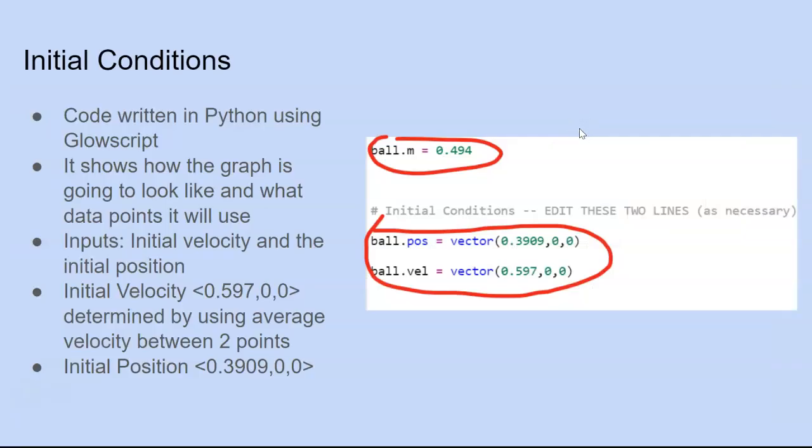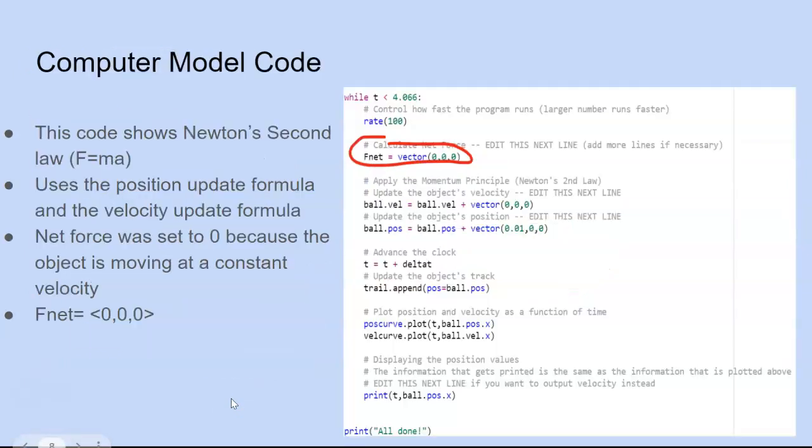So we had to write code. The code was written in Python using GlowScript. It shows how the graph is going to look and what data points it will use. The inputs were the initial velocity and the initial position. The initial velocity had a vector of 0.597, 0, 0, which was determined by using the average velocity between 2 points. And the initial position had a vector of 0.3909, 0, 0.